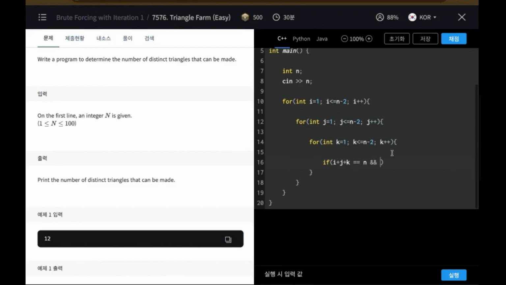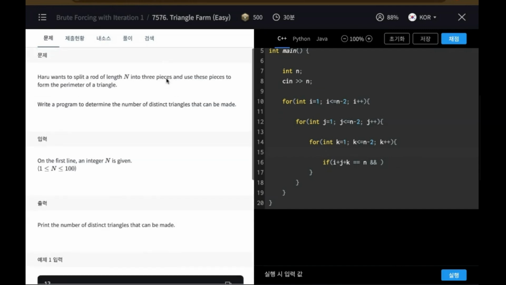Here is where it gets tricky. You can't really tell which of these is the biggest side, looking at this. So what you can actually do is instead of making these go from wherever to wherever... One of the problems, sorry, I forgot to mention this, is that you're going to triple count. Like 1, 2, 1 and 2, 1, 1 are the same triangle, right? Because if we rotate, it's going to be the same thing.